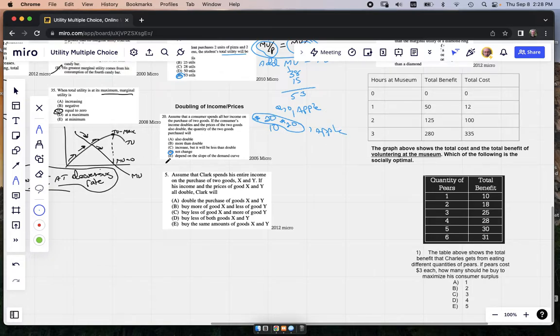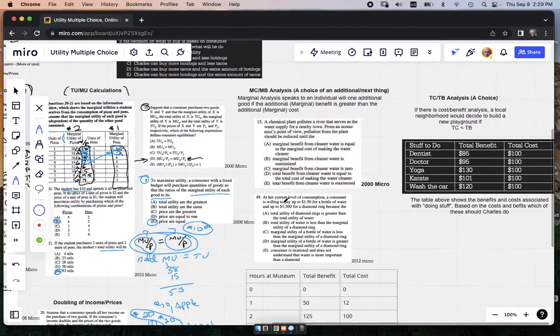So this is a game they've asked a number of times, but these are the released questions that they've asked. So you're going to see it. Make sure you recognize what's going on here. Assume that Clark spends his entire income on the purchase of two goods, X and Y. If his income and the prices of X and Y double, Clark will buy the same amount of goods. If prices and incomes go up by the same amount, proportionally, we're going to buy the same stuff. Make sure you recognize that. All right, let's keep moving on here.